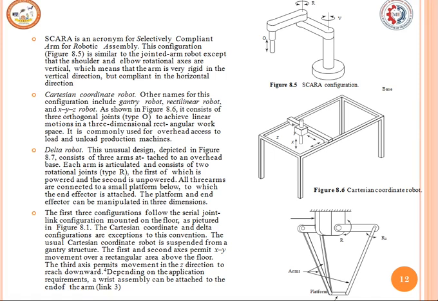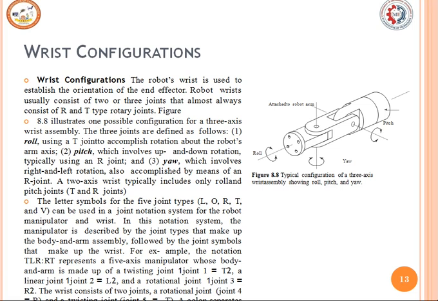Further, if you take the delta robot, here all three arms are connected to a small platform below. The end effector is usually attached in a two-dimensional form. So like this, different types of robots are available for installation in the company.